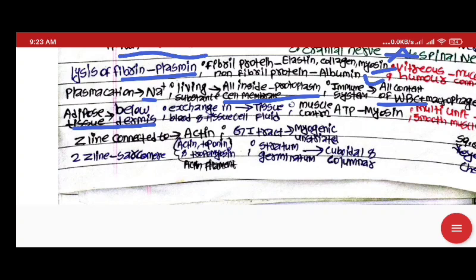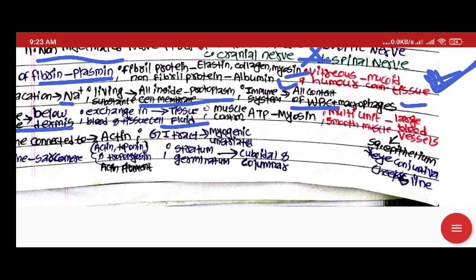Exchange in blood and tissue cell. Now blood and tissue cell exchange is through tissue fluid. Here given is muscle contraction ATP. So muscle contraction ATP is from myosin.